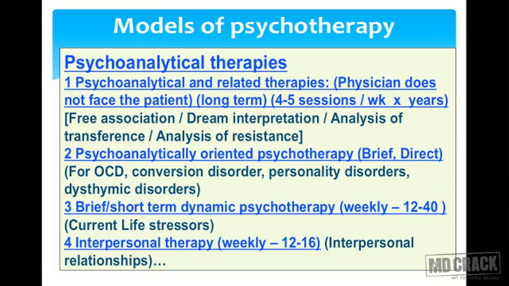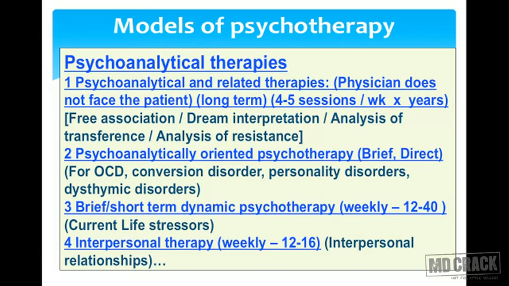The third one is called brief or short-term dynamic psychotherapy. Here you have one session per week, lasting for about 12 to 40 weeks. One session per week, 12 to 40 sessions. And this is for dealing with the current life stressors, the current problem situations in the life of the patient.